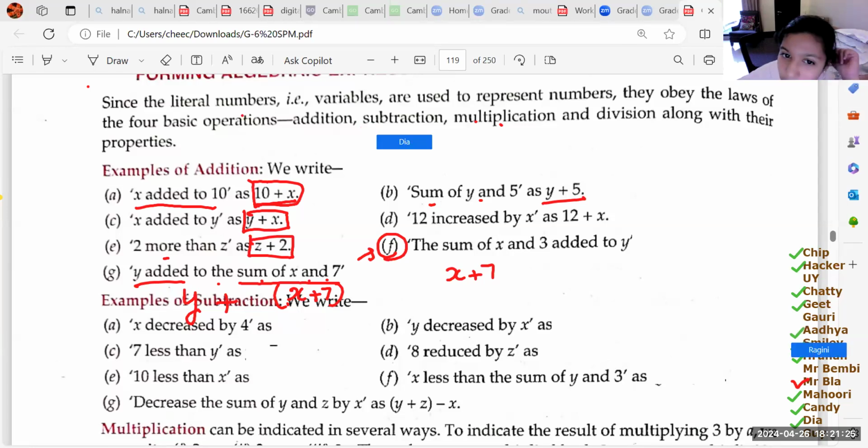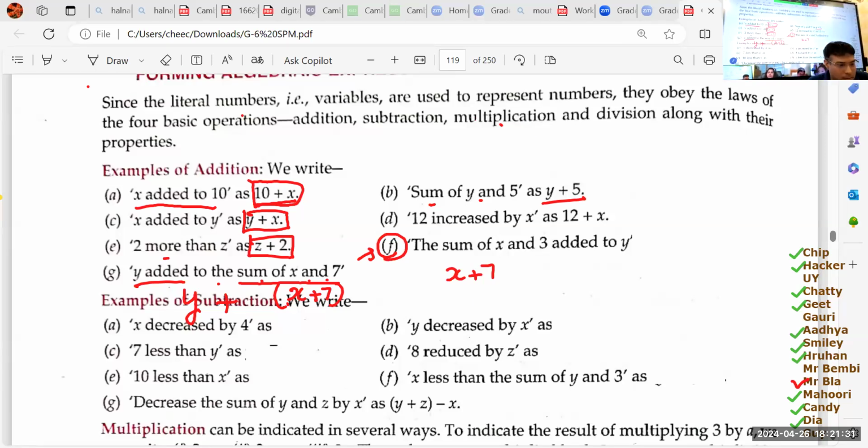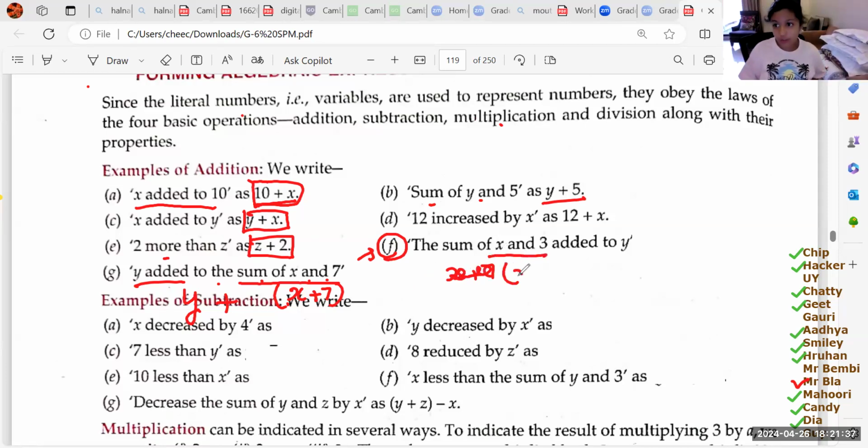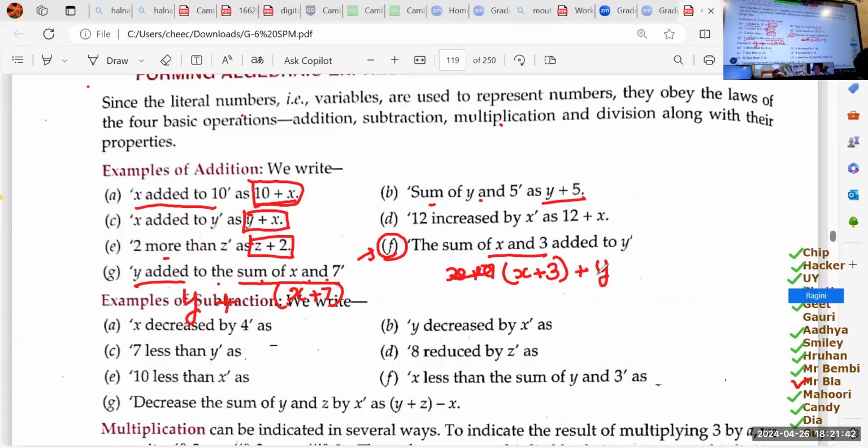So I will write, sum of x plus 3 added to y is y. Sum of x plus 3 added to y is (x plus 3) and y.